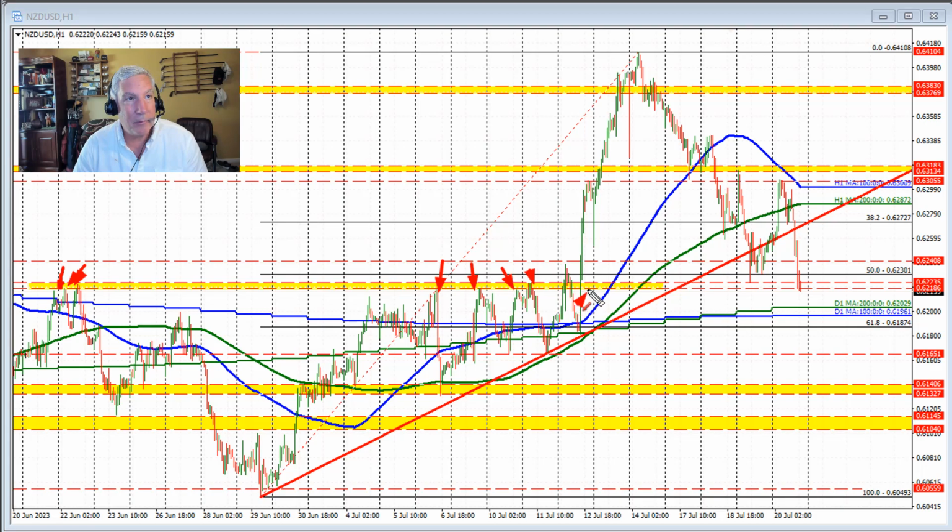Got a little messy here before moving above that level and racing to the upside. We came back down and tested that level in trading yesterday and found support buyers. We're coming back down and retesting that level now and trading below it at 0.6218 up to 0.6223.